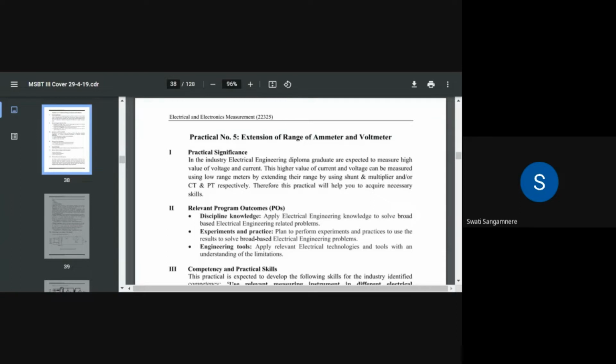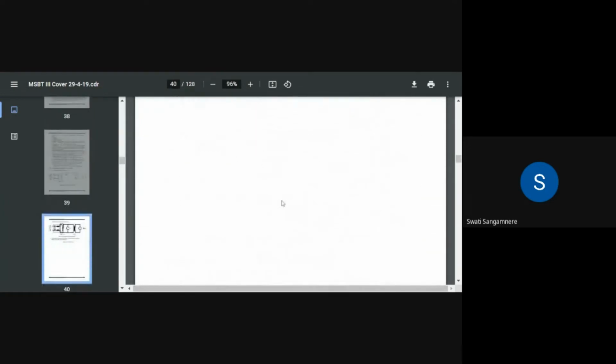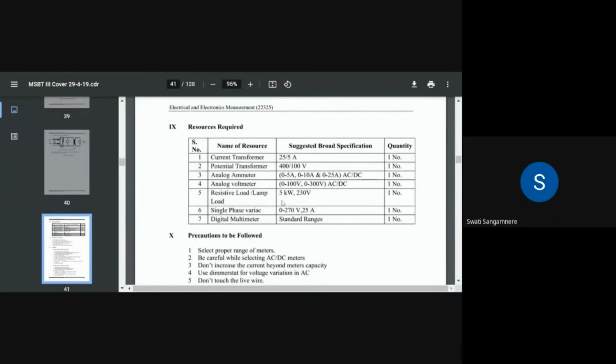Today we see the practical on extension of range of ammeter and voltmeter. Then we see what resources are required to perform this practical. So this is the resource required table.